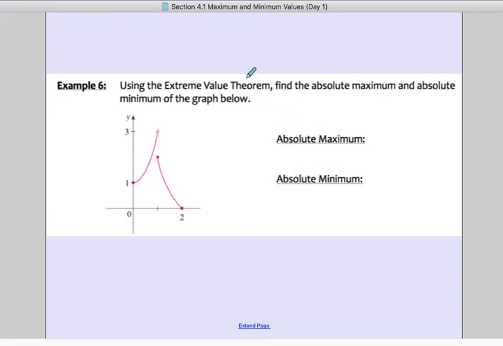Use the extreme value theorem to find the absolute max and absolute min. Same thing, we have to check: is it continuous? No, it's not continuous. So what does this tell me? This tells me there doesn't have to be a max and there doesn't have to be a min. Can there be? Yes, there can be, but there doesn't have to be. Since it's not continuous, there won't necessarily be both of these.